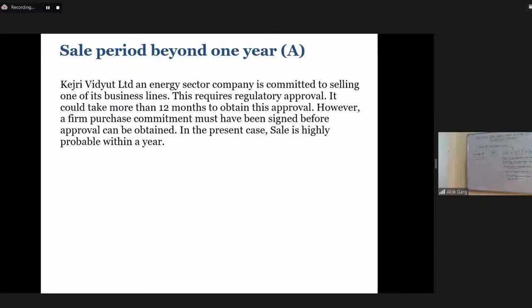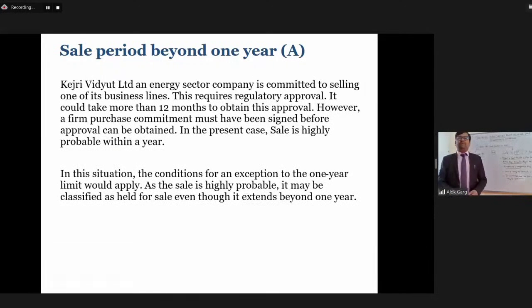In the present case, sale is highly probable within a year. In this situation, the condition for exception to the 1 year limit would apply. As the sale is highly probable, it may be classified as held for sale even though it extends beyond 1 year, because it is outside the entity's control. So it could take, not necessarily that it will take, but it could take more than 12 months. And even though it will take more than 12 months, it will still be classified as held for sale.